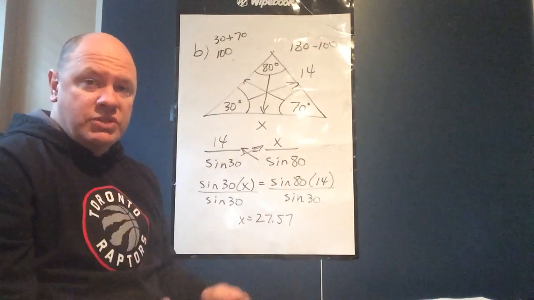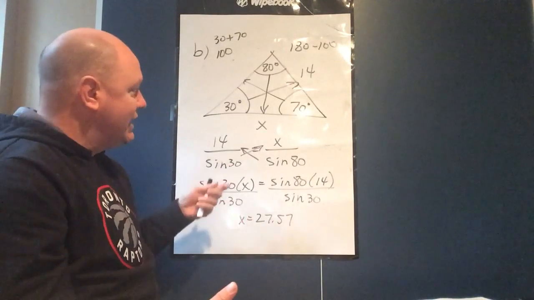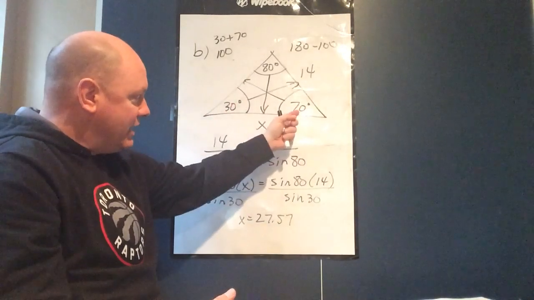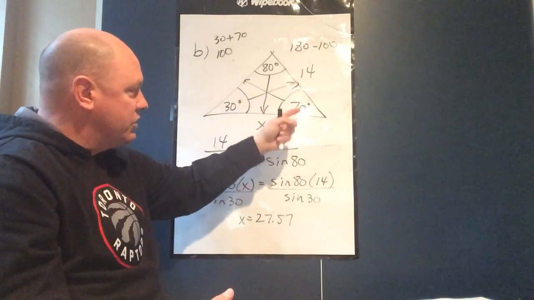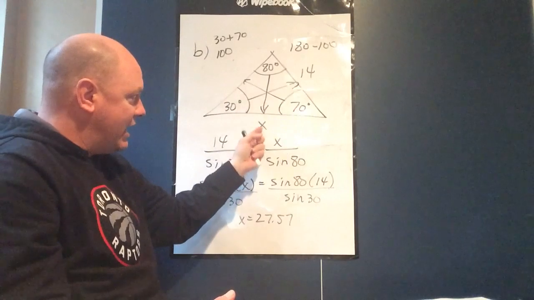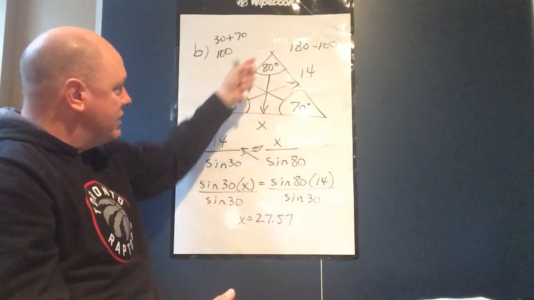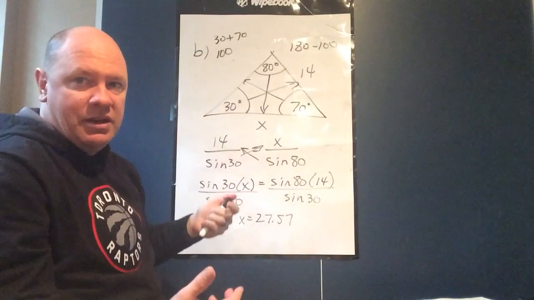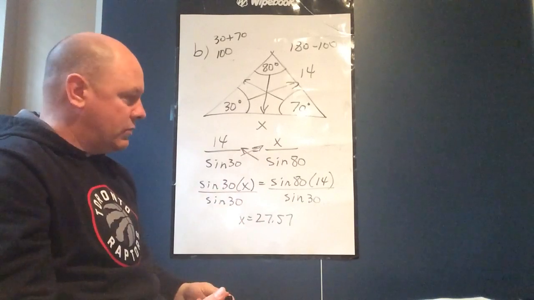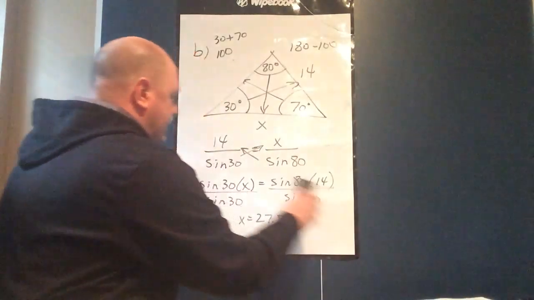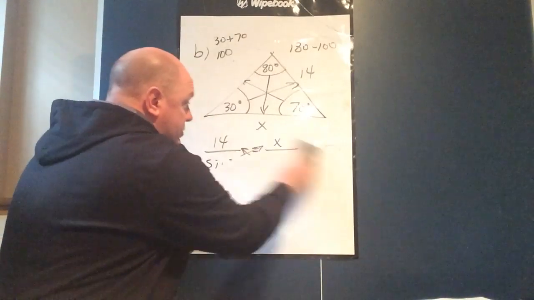Those are the key things to note with our side lengths. Again, I cannot take the 70 and match it up with the 14. I can't match the 70 with the x. It's got to go directly across, and here there was nothing provided with that angle. All right, let's look at some word problems.